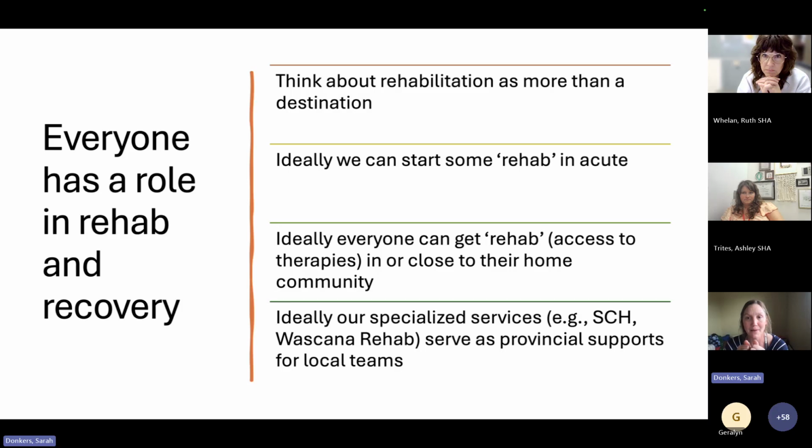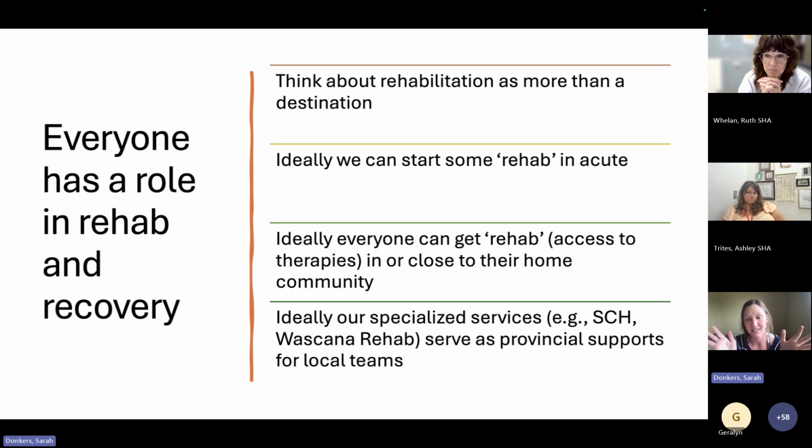So yeah, think about rehab as more than a destination. Ideally, rehab and recovery can start in acute. I know there's lots of competing challenges and often resource challenges, but you don't have to feel like you need expertise in inpatient neuro rehab to do benefit and start someone on that rehab and recovery journey. If you have any role in referrals or advocacy, keep in mind that the guidelines are strongly supporting that everybody should get access to rehab, and not just those that are getting referred to our inpatient rehab.